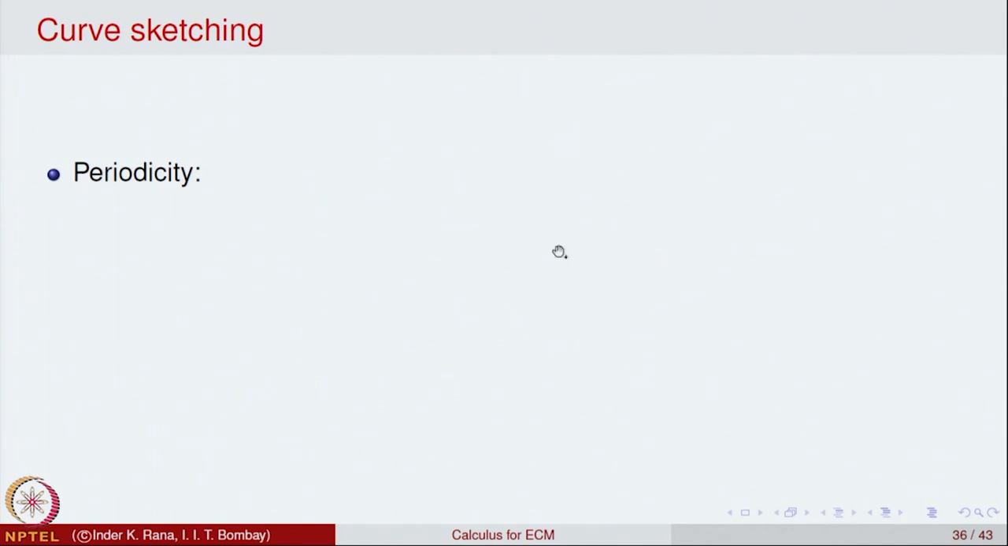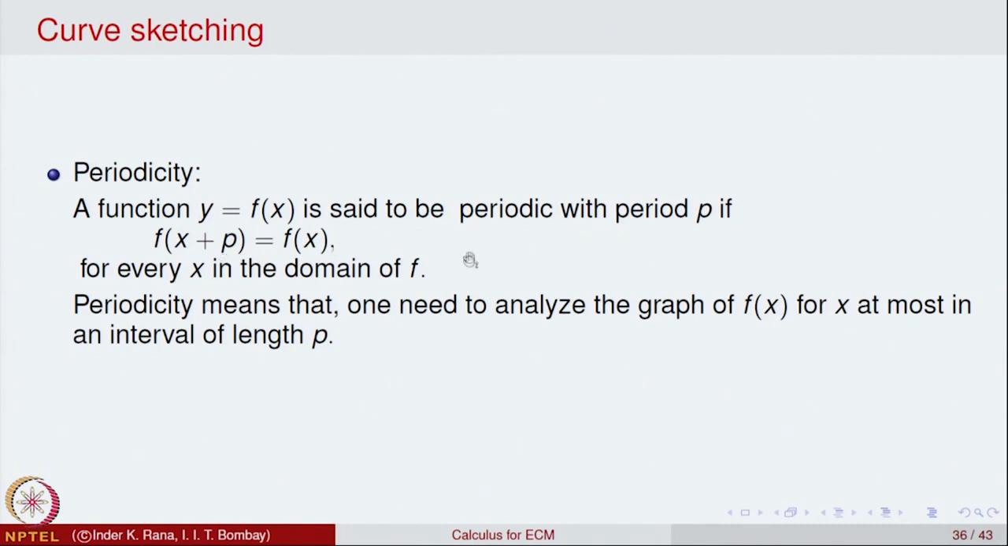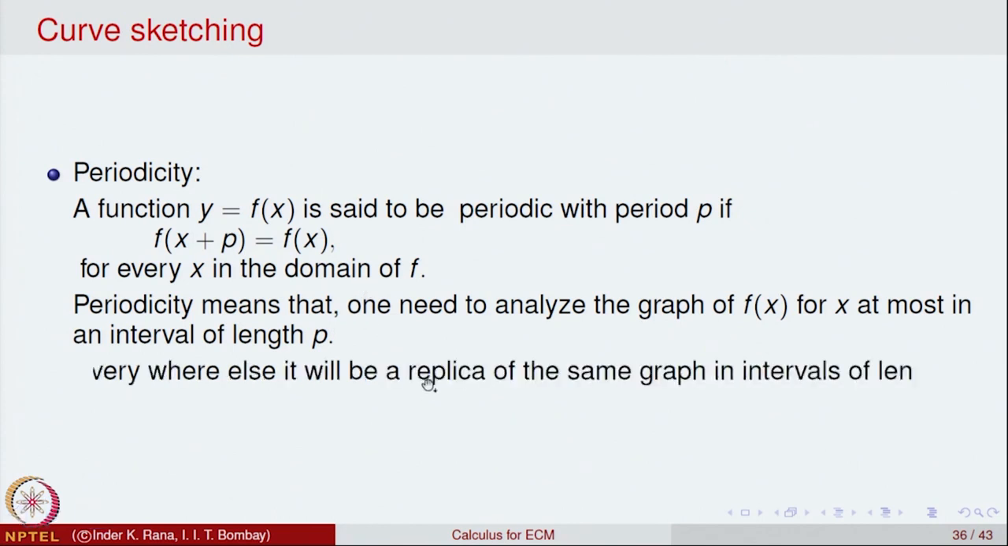There is something called periodicity, which is useful once you come across what are called trigonometric functions. But in any case, let us define it. Periodicity means that there is a certain number p, such that the value of f of x plus p is equal to f of x for all points x in the domain of the function. P is fixed. So, if you take the graph of the function in some interval, say 0 to p, then you can go on repeating that interval graph again and again to get the graph everywhere. This is what is called a periodic function, and p is called the period of the function. One has to know the graph of the function in any interval of length p, and everywhere else it will be just a reproduction of that graph, translated.